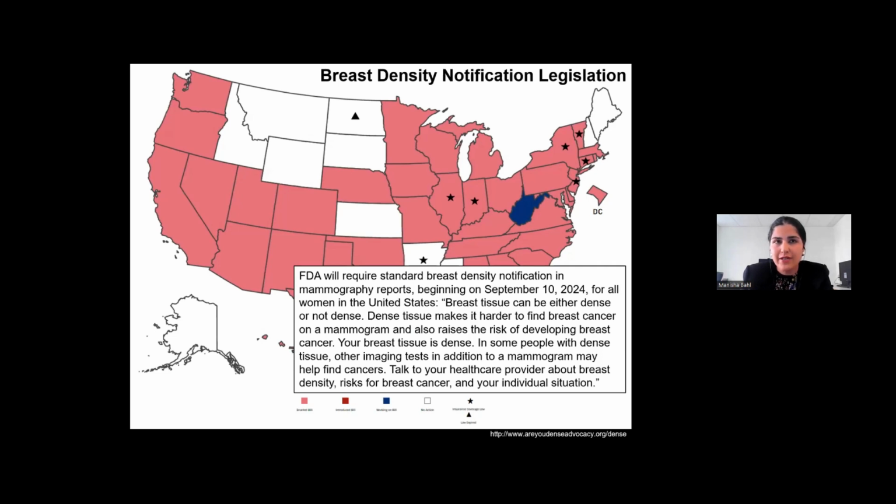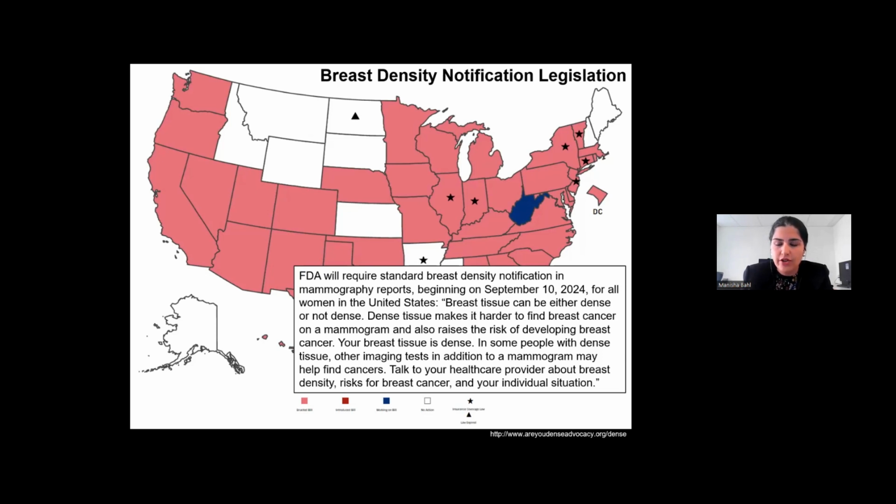The Food and Drug Administration issued a long-awaited rule in March earlier this year that standard breast density notification will be required in all mammography reports beginning in September 2024. Reports will state that breast tissue can be either dense or not dense.